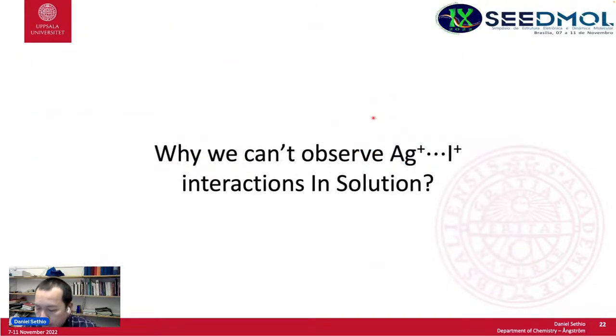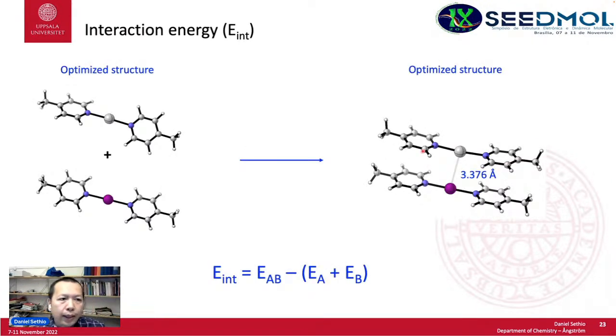However, when the experiment was performed in our lab, we couldn't observe any silver and iodine interaction in the solution. Why? So I will walk through how the interaction energy was calculated. The interaction energy was calculated as the total energy of the complex minus the total energy of the isolated iodine and isolated silver complex in their optimized geometry. So we don't optimize, we keep the geometry of these complexes as they are optimized in the dimer.